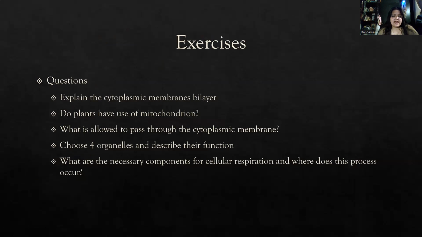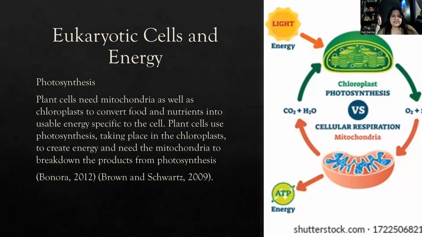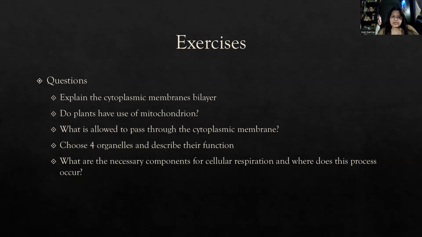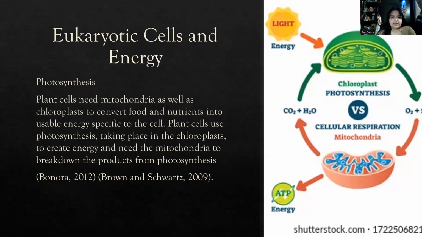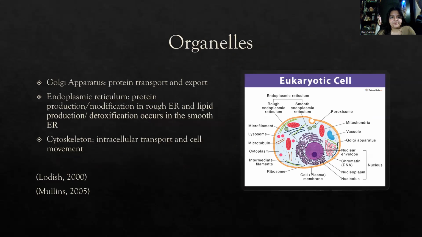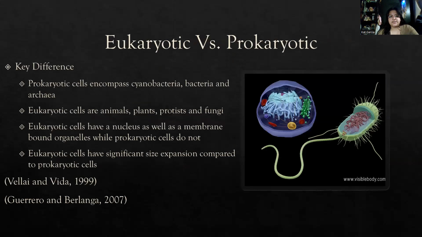Next, we have exercises. These are great exercises to sum up the information that we did just go through. These questions are primary to the information. So let's do a quick recap. We have the difference between eukaryotic and prokaryotic cells. Eukaryotic cells being what we were going over.